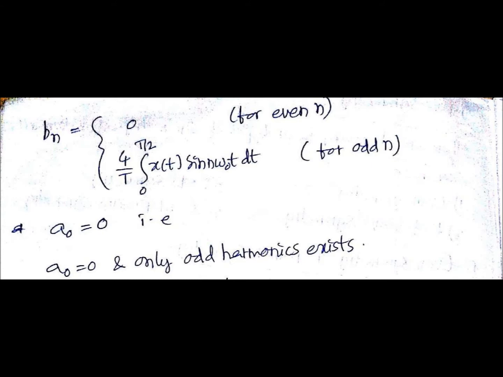What will be the value of bn? bn is going to exist for odd values of n, that is 4 by T integral 0 to T by 2 x of t sine n omega naught t dt, and for even values of n it will be 0. As I said, a naught is 0 because 0 is an even number, so finally only odd harmonics are going to exist for this half wave symmetry type.